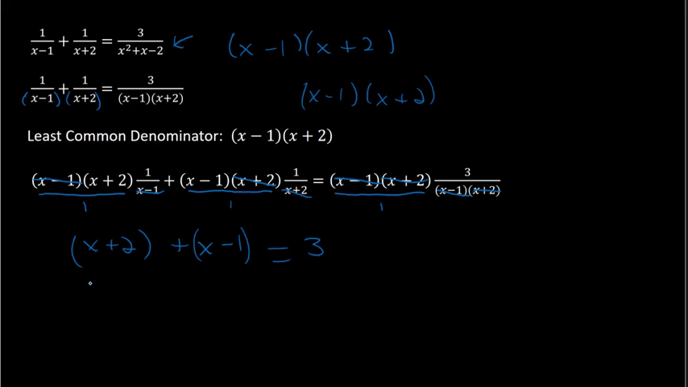So from here I can solve. We have x plus 2 plus x minus 1 equals 3. x plus x would be 2x, and then 2 minus 1 would give me 1. So I have 2x plus 1 equals 3. I can solve by subtracting 1. So 2x equals 2, and then divide both sides by 2, so x would equal 1. So my solution is going to be 1.